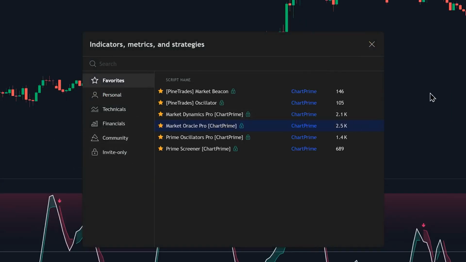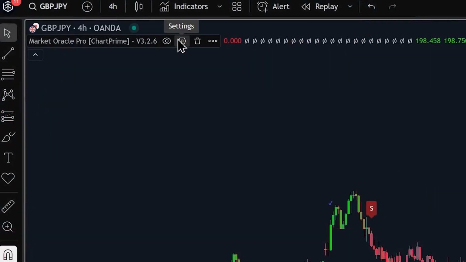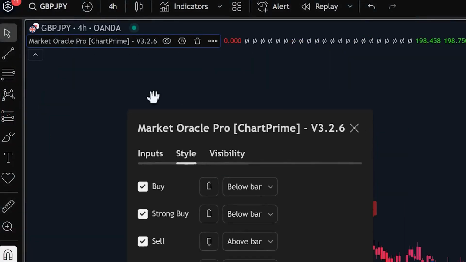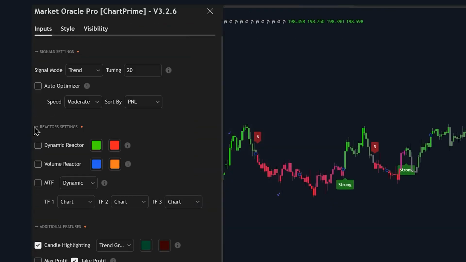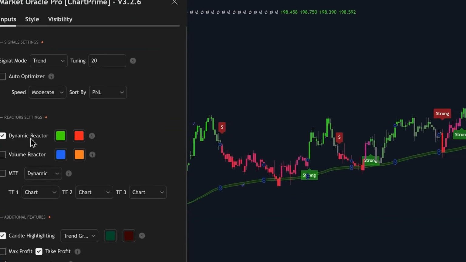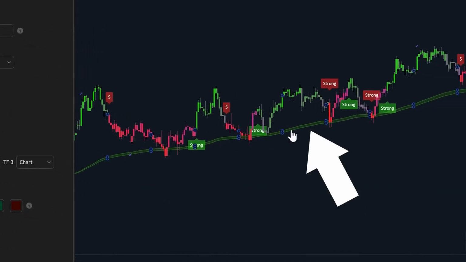Once you have this indicator added, we need to adjust its settings. There are a few things we're going to activate. First is the dynamic reactor. You want to enable that, and it's basically going to draw this trend ribbon on your chart to tell you when the market is in a bullish or a bearish trend.